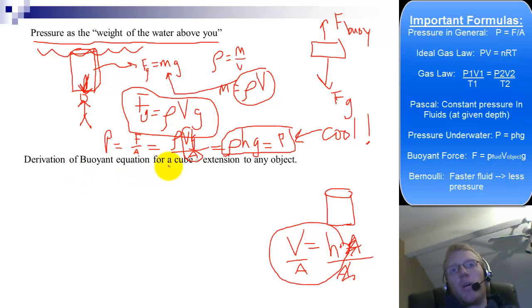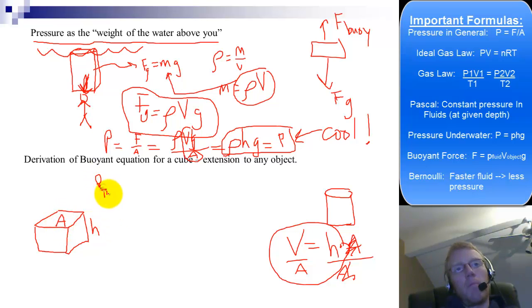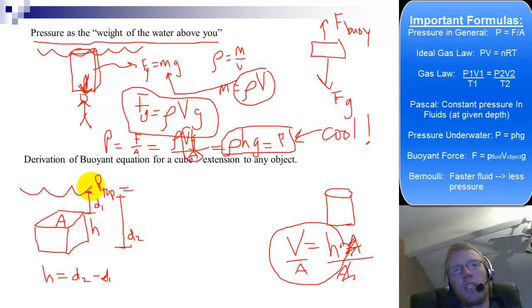Second thing, derivation of the buoyant equation for a cube, an extension to any object. So if you have a perfect cube, let's draw that guy. Okay, you've got a height and you've got an area here, and the pressure at the top. Okay, and you've got some distance. The distance here we're going to call d1, and the distance all the way to the bottom we're going to call d2, and the height of the object is going to be d2 minus d1. If you're not comfortable, if you're not in the math section, you can skip this completely. If you're in math, you should probably pay attention.